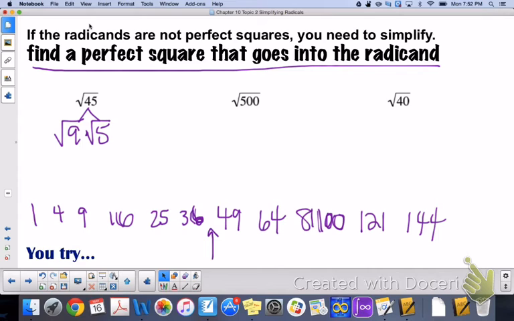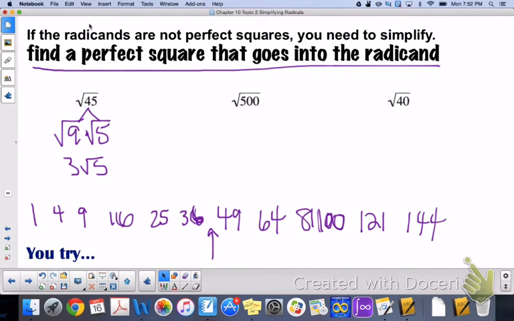When you split it, you're going to split the square root of 45 into the square root of 9 times the square root of 5. What is the square root of 9? Yes, that is 3. So our answer will be 3 times the square root of 5. 5 is not a perfect square, so you can't do anything with that.